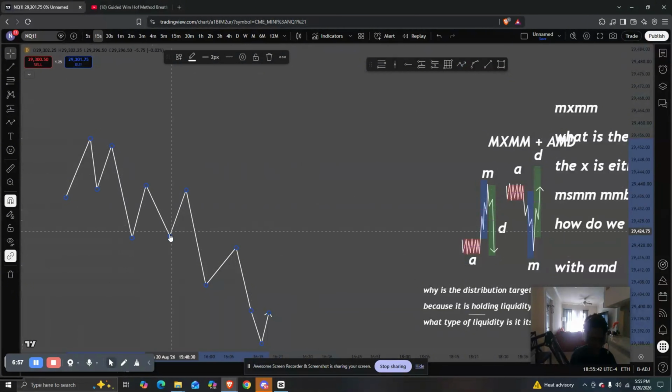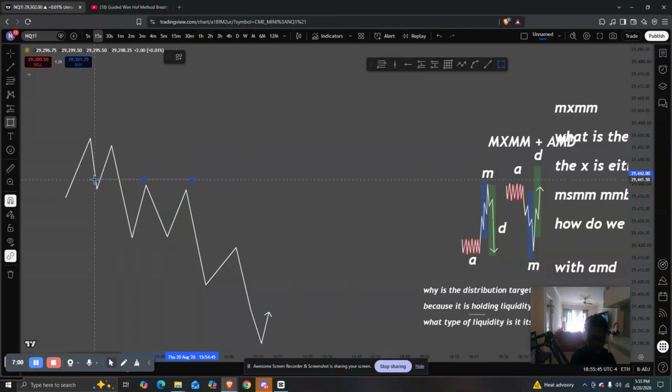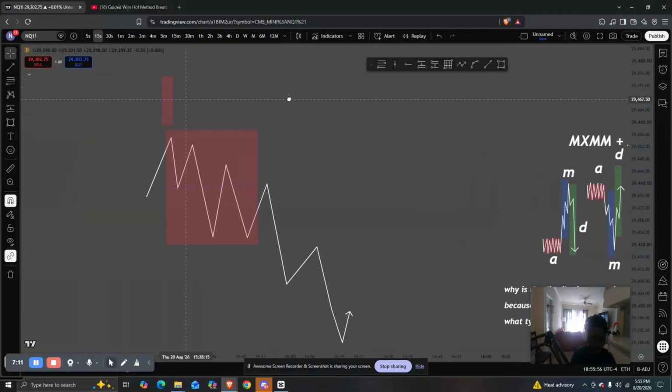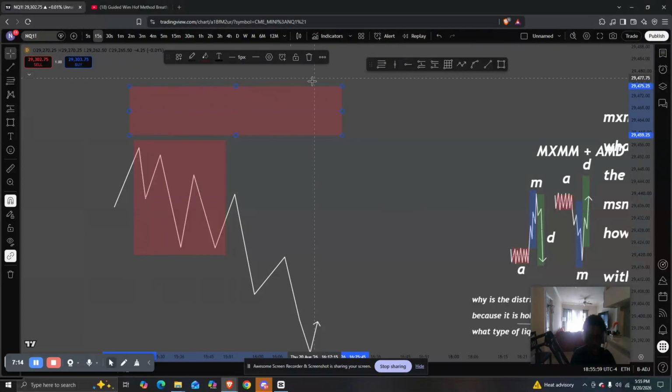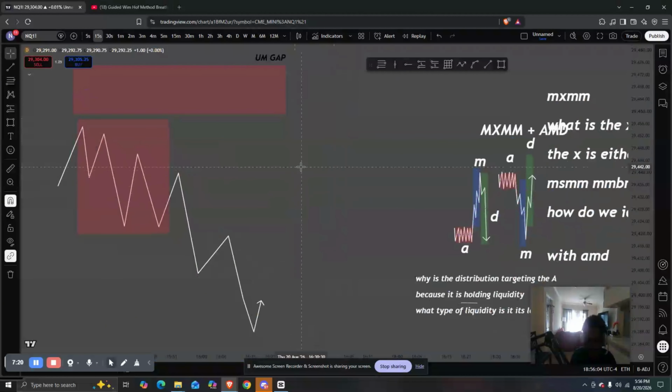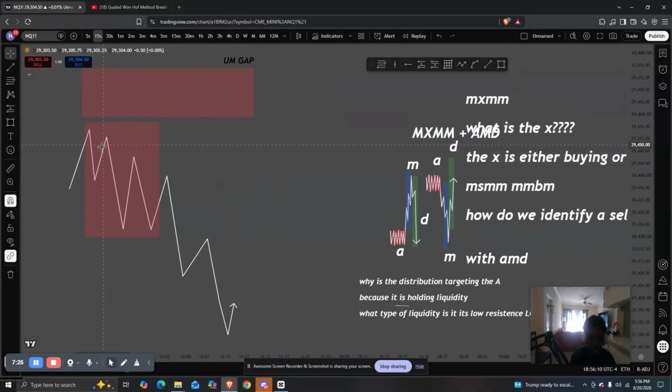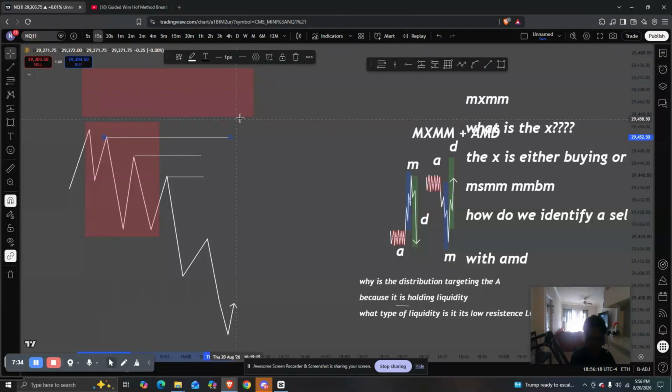So obviously you'd have your accumulation over here, and most of the time you would like it to accumulate next to a PD array or an unmitigated gap. We'll go over what an unmitigated gap is later, but just keep in mind we like to see accumulation next to an unmitigated gap to target, since it's building up liquidity, being these highs and lows, high, high, high, that we haven't taken out yet.